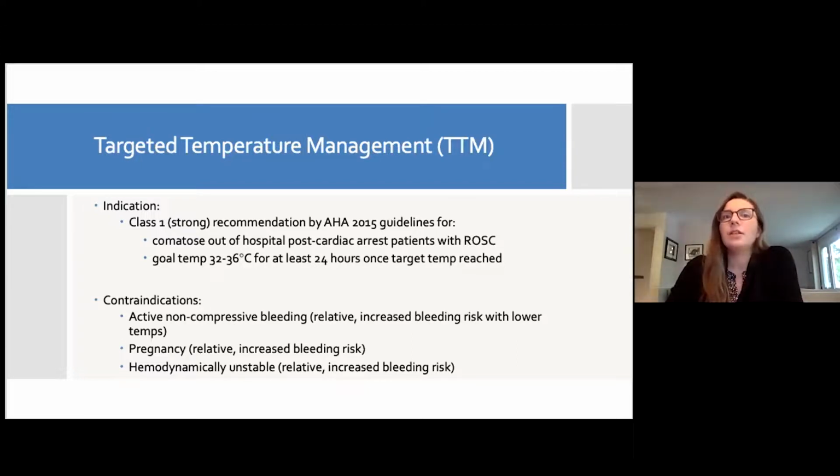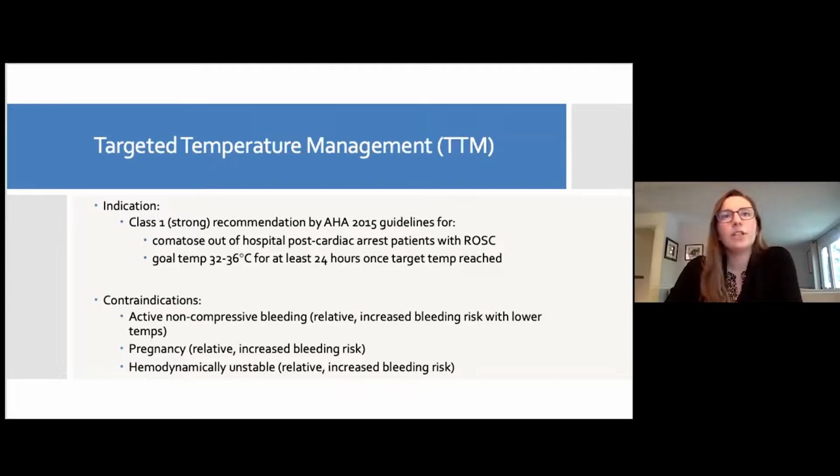This is a change from the prior set of guidelines, which recommended 32 to 34 degrees Celsius, after a study that we'll discuss in a few minutes that showed that there was no difference in outcomes between patients being cooled to 34 versus 36.